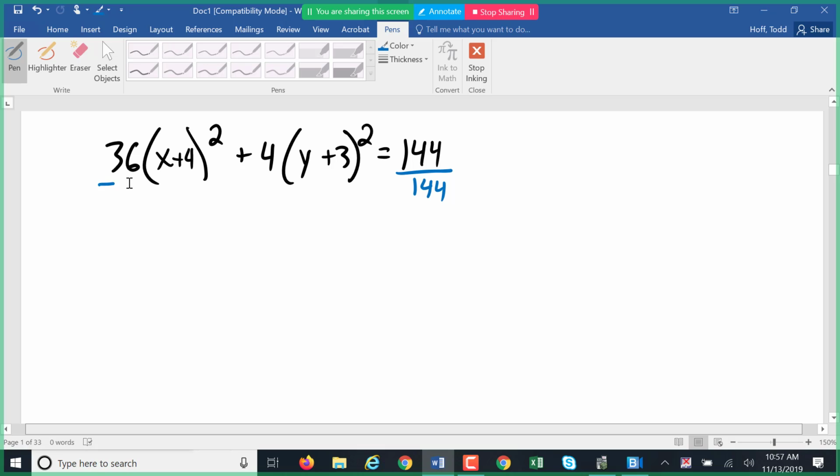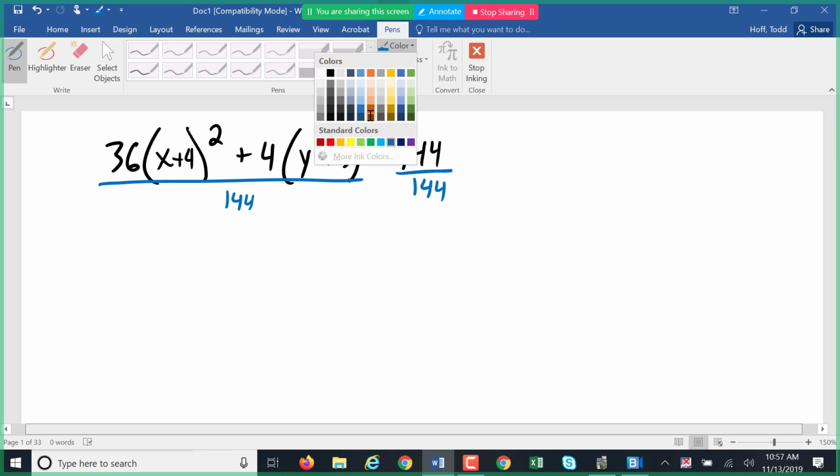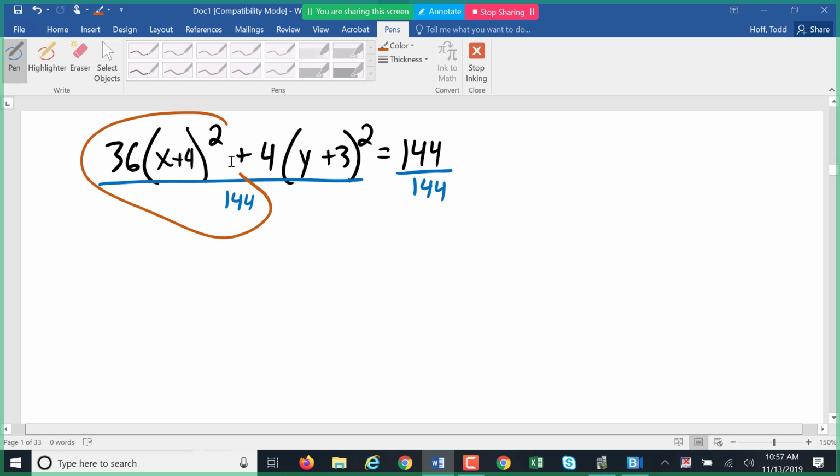Which means we have to divide the left side by 144 as well. There are two pieces over here that each have to get divided. One is this piece here. When I divide that, I've got the 36 times the x plus 4 squared over 144. Well, 36 over 144 can be reduced. In fact, both of them can be divided by 36, gives us 1 over 4. So when I divide that out, what I get is the x plus 4 squared over 4.